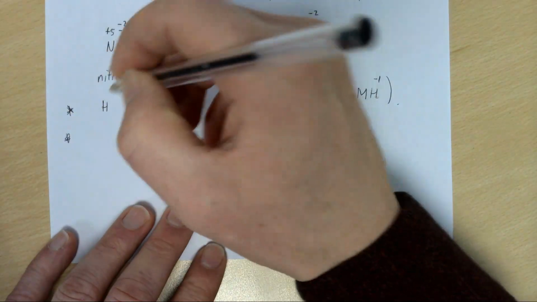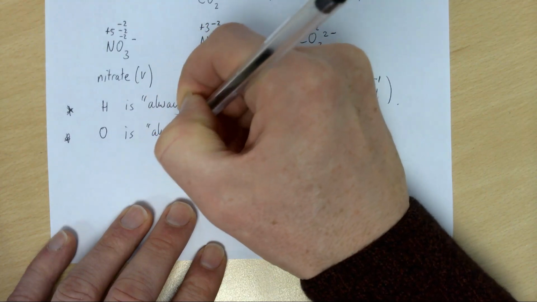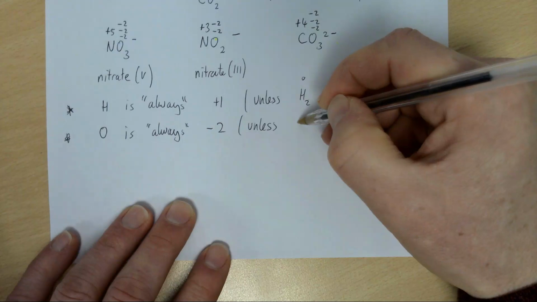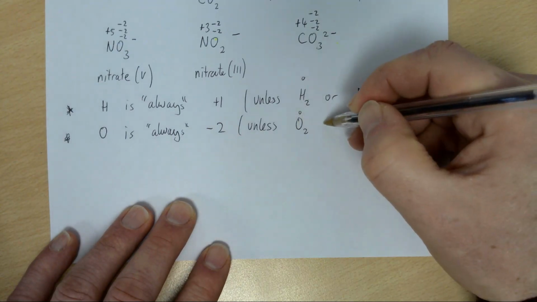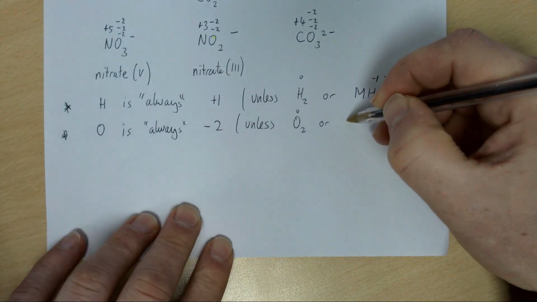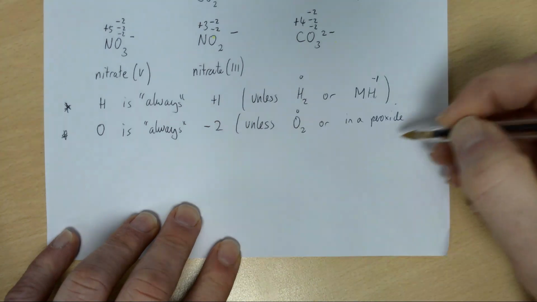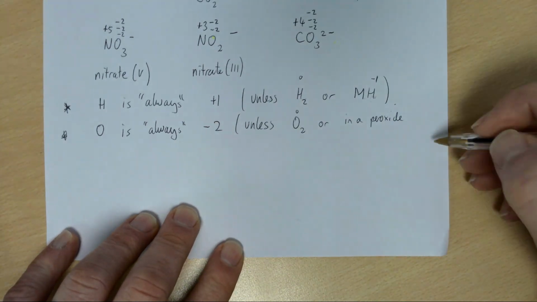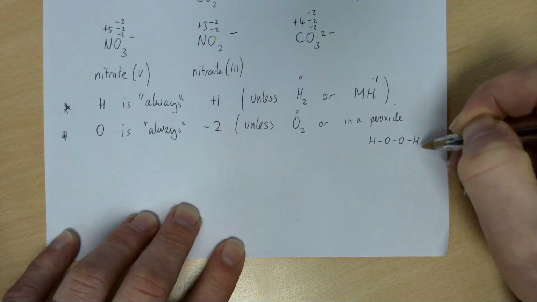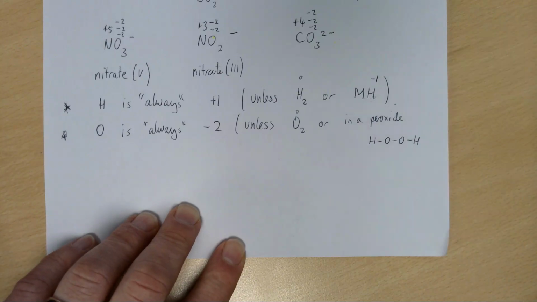Another rule in inverted commas is oxygen is always minus 2 unless O2, of course, when it's 0, or in a peroxide. And a peroxide is when you've got 2 oxygen atoms joined to each other. So an example being H2O2. How many of you have ever bleached your hair? Some people have bleached their hair. This is the chemical you'd have used, hydrogen peroxide.